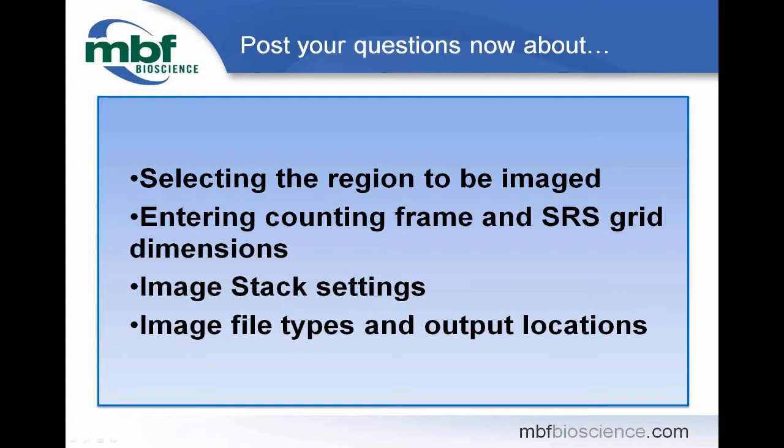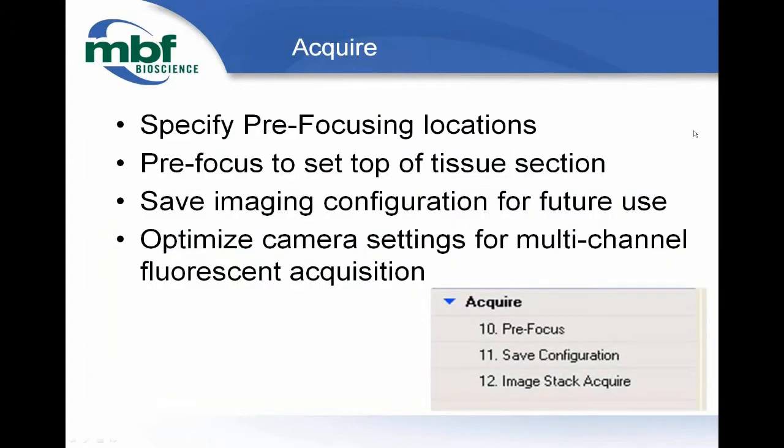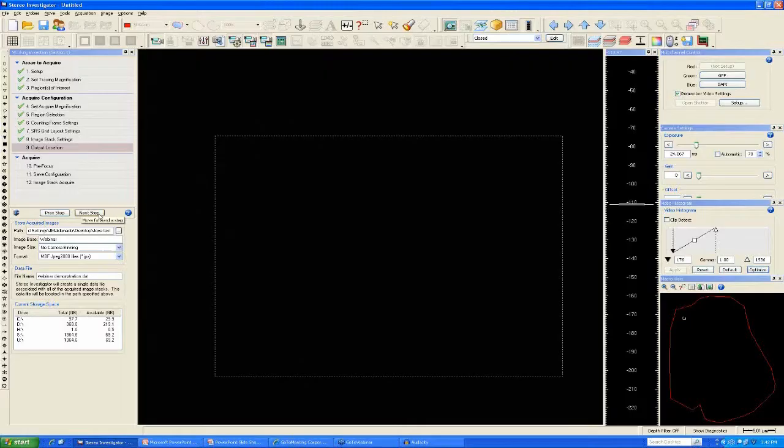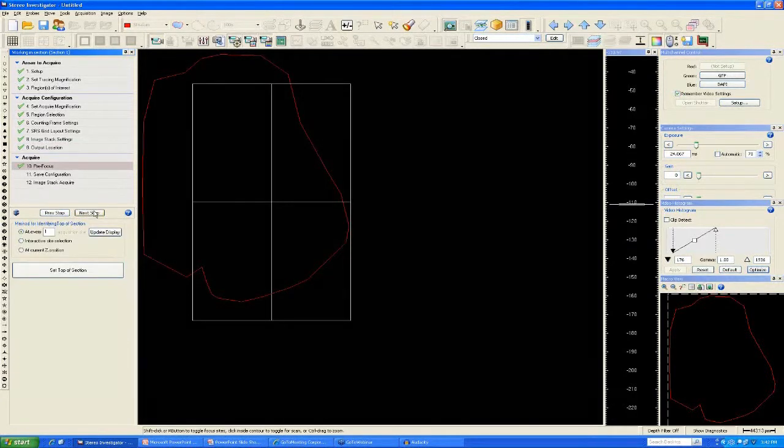Great. Thank you all for your questions. Let's move on now to our final submenu, which is the Acquire submenu. In the Acquire submenu, users will be prompted to specify pre-focusing locations, pre-focus to the top of tissue sections, save imaging configurations for future use, and also optimize camera settings for multi-channel fluorescent acquisitions. I will now go on to the next step, or step 10.